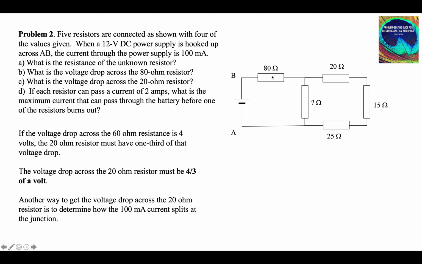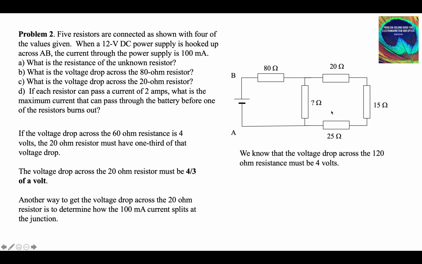Another way to get it is to determine how this 100 milliamp current splits at the junction. So we have 100 milliamps coming out of the power supply through the 80 ohm resistor. It splits. Some goes here, some goes here. This branch is only 60 ohms. This branch is 120 ohms. 2/3 of the current will go through this branch. 1/3 will go through this branch.